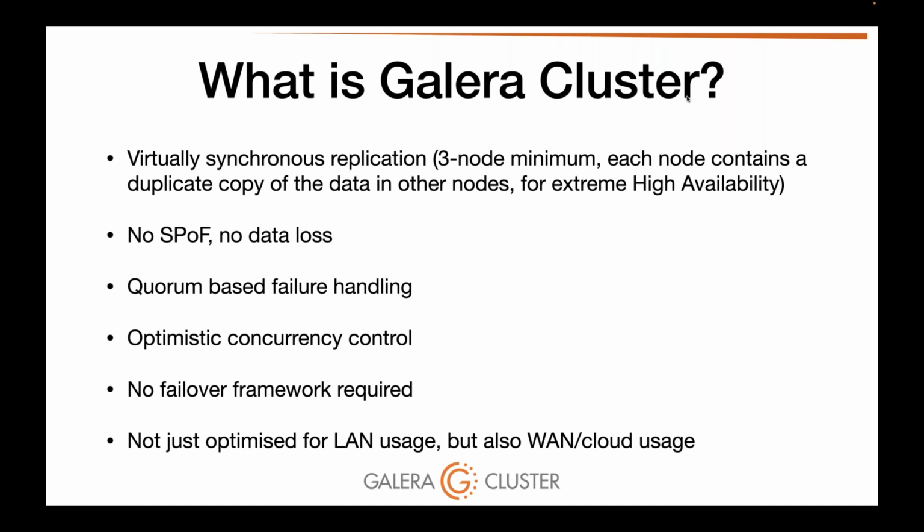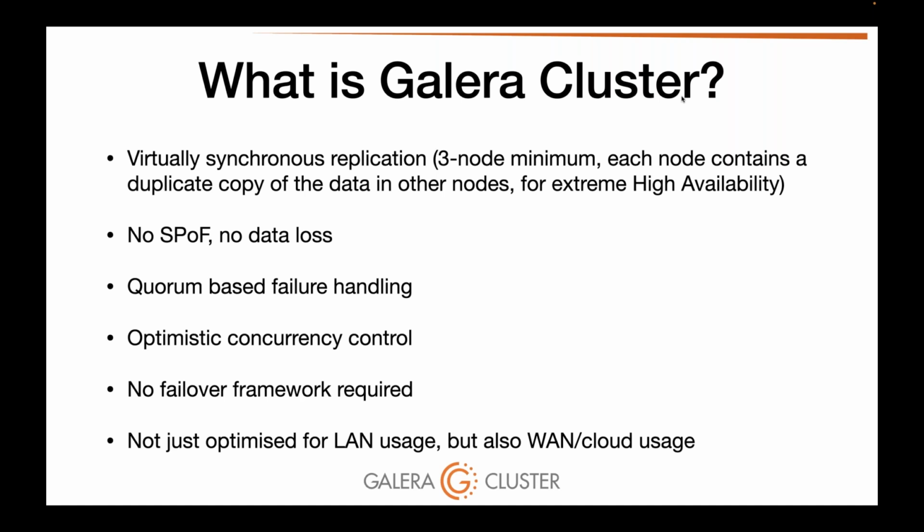We use optimistic concurrency control, which ensures that every time you make a transaction, it gets certified on other nodes. Only if the certification is okay does it actually go to the app and say it's okay. Otherwise, it basically has to roll back. So that's another useful thing of Galera. It's got no failover framework required because it's all built in.